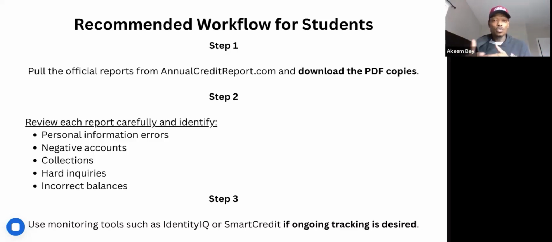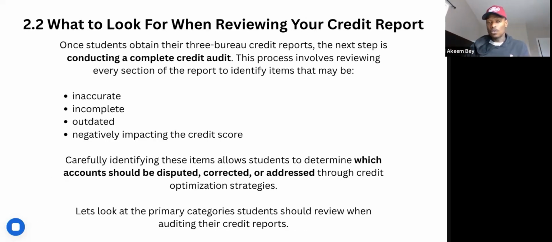Recommended workflow for you is step one, of course, pull the official credit reports from annualcreditreport.com and make sure you download them as PDF copies. The next step is to review each credit report carefully and identify any personal information errors, negative accounts like collections, charge-offs, repossessions, hard inquiries, incorrect balances, incorrect dates, et cetera. And step three is you want to use the monitoring tools like Identity IQ or Smart Credit for any ongoing tracking if you want.